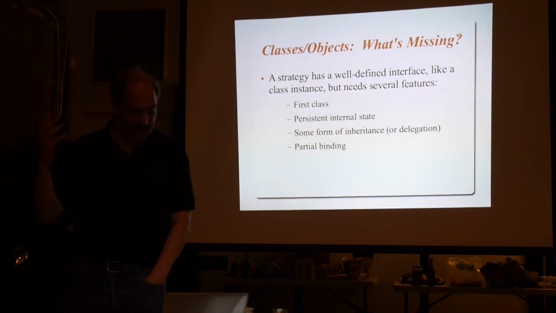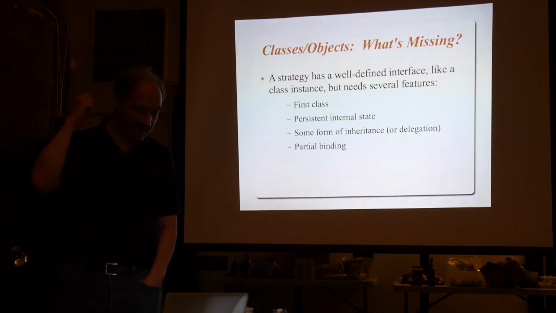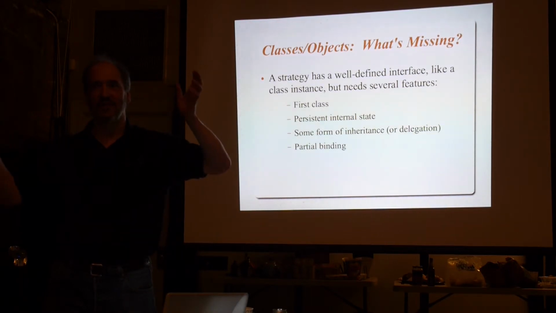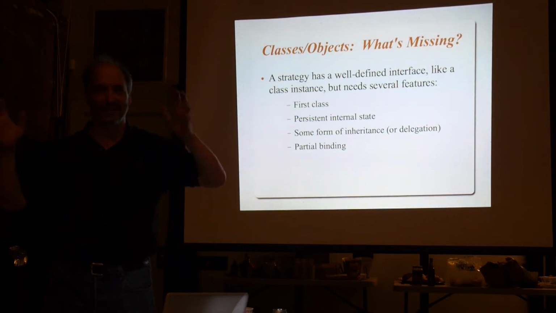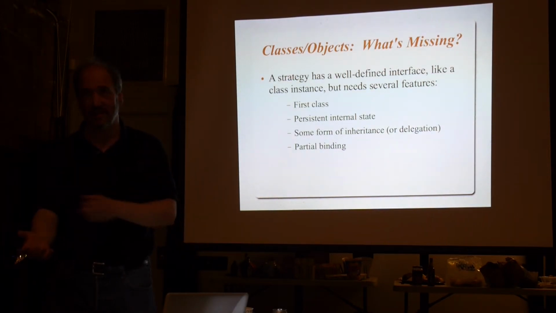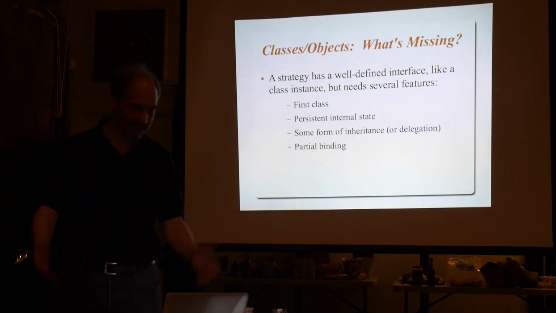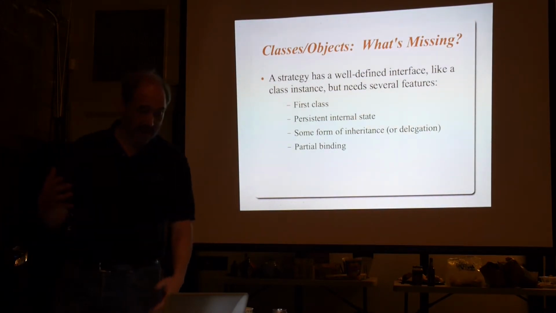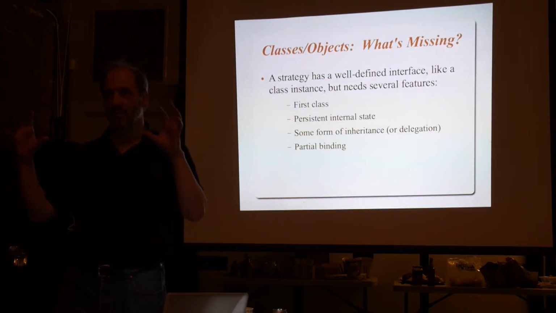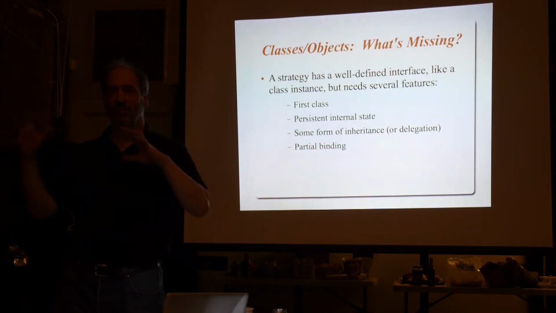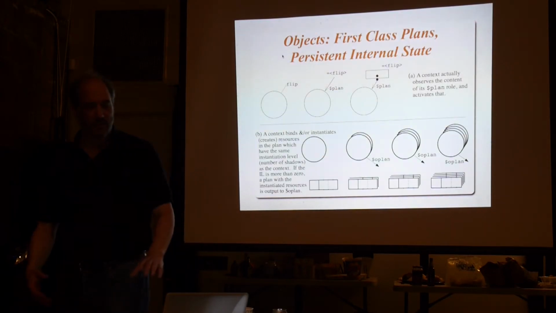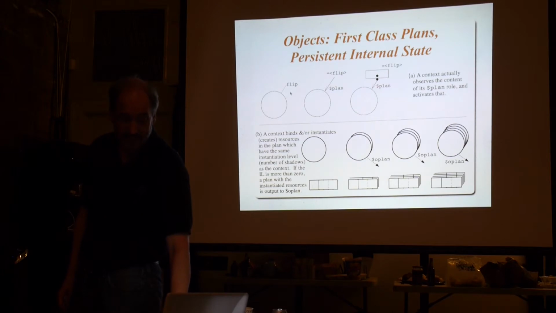Okay, classes. I'm going to just go through this really quickly. So what's missing? We have these strategies. They have well-defined interfaces. We can almost think of them like objects or instances or classes. But why can't we? Well, first of all, we need them to be first class. We need them to have persistent internal state. That's what it's all about: data hiding, information hiding, encapsulation. Have to have some form of inheritance. Have to have partial binding. That is, we have to be able to activate just certain methods inside.